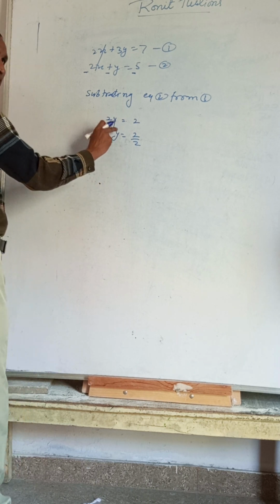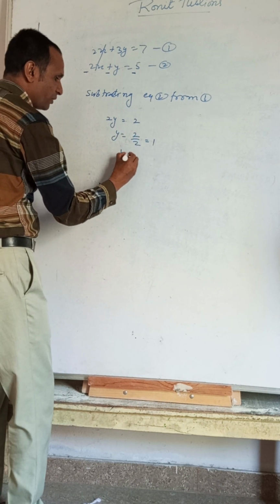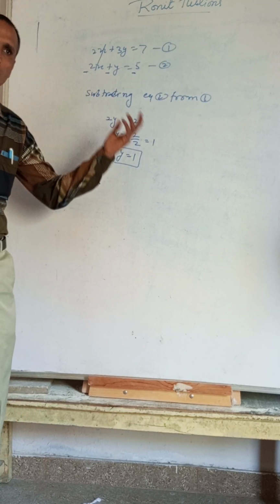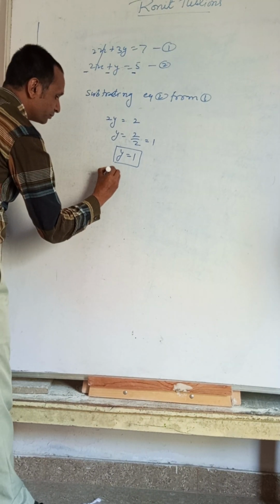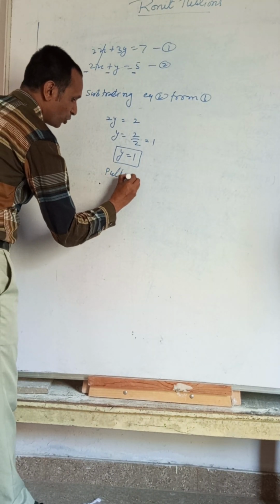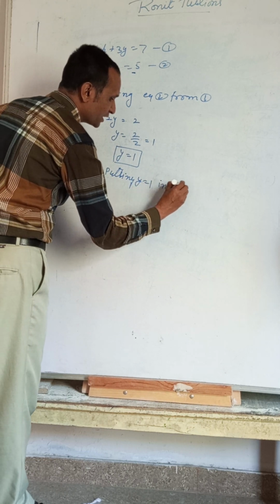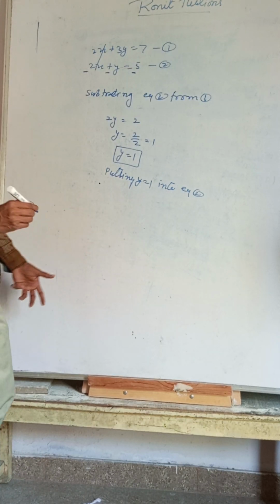Because this is multiplication, this side it will become the division. So 2 by 2 is equal to 1. The y value we got is 1. Now, keeping this y value into equation number 1 or 2, we can write: putting y is equal to 1 into equation number 2. Equation number 2, 1 or 2, anyone.